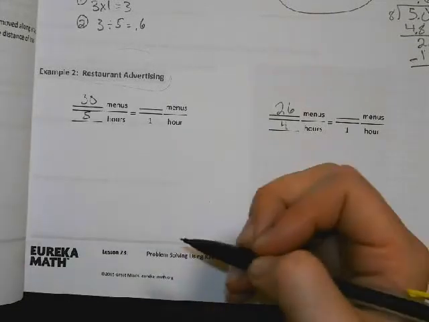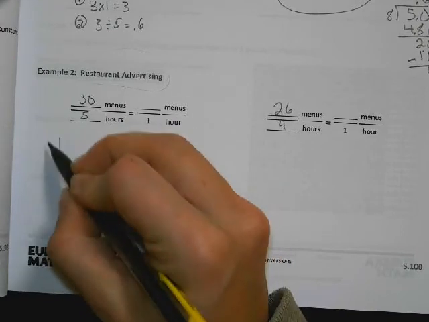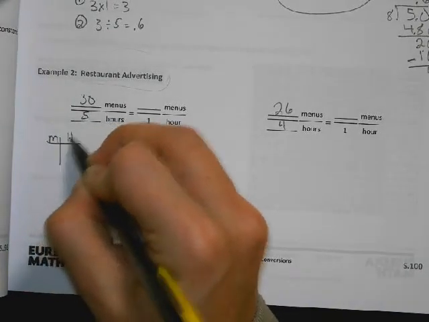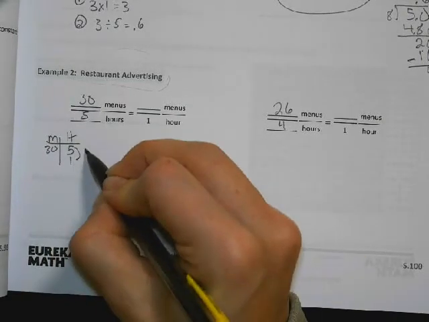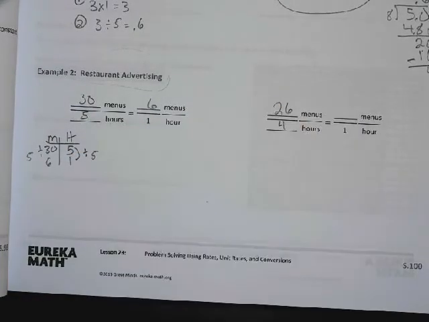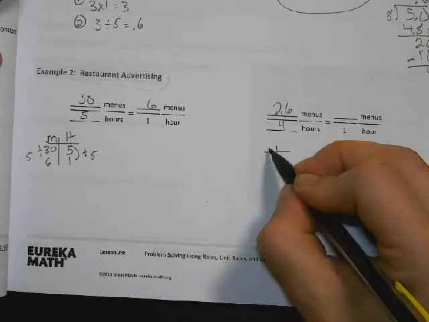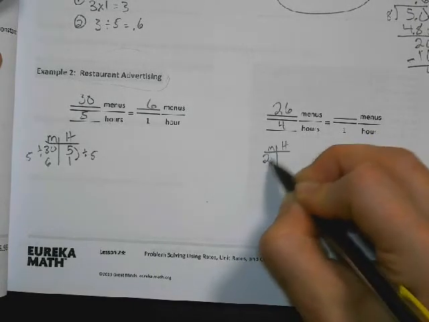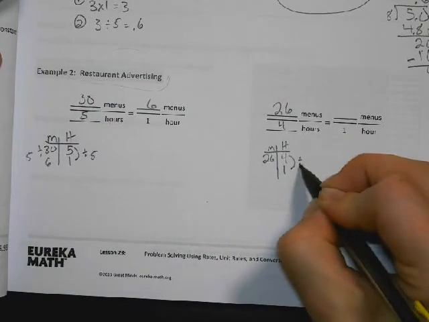So we're going to do the same thing. If you want to do a ratio table, you just need to set that up. We have menus and hours. 30 menus, 5 hours. We're going down to 1 hour. That means we're dividing by 5 on both sides, which means they're able to get out 6 menus in an hour. Over here, we have 26 menus in 4 hours. We're going down to 1 hour. This means I'm dividing by 4.